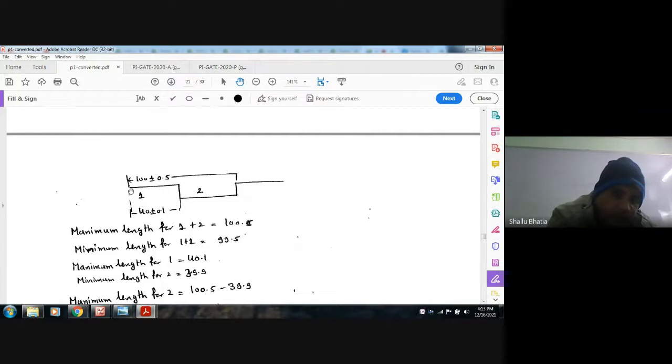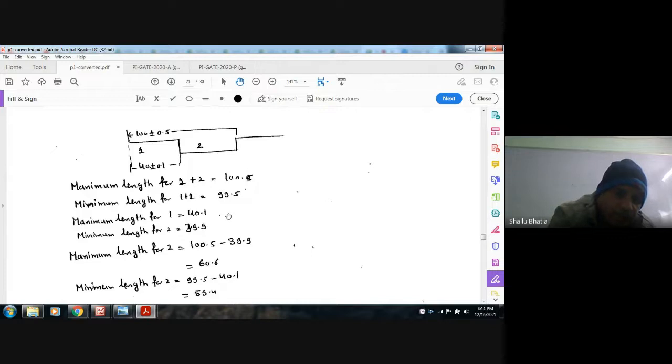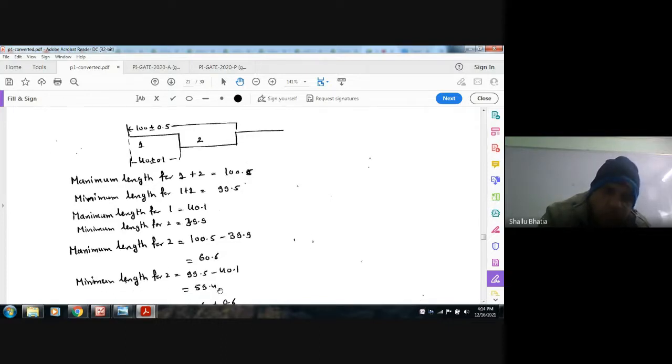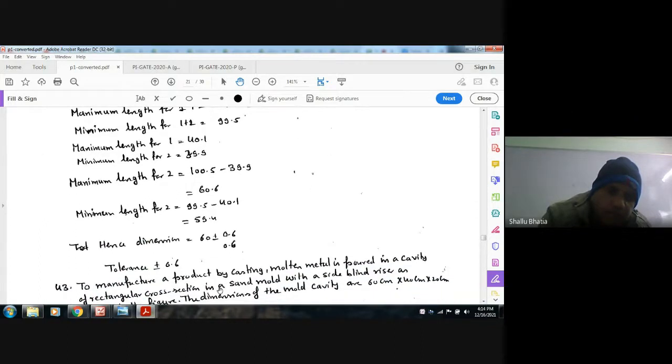199.5. And for this, the maximum dimension will be 40.1 and minimum will be 39.9. So the difference of the maximum and minimum will be the maximum length of 2 and minimum length of 2. So the difference will be 66.6 minus 59.4, which is the total. So the answer will be 1.2, so it will be plus minus 0.6.